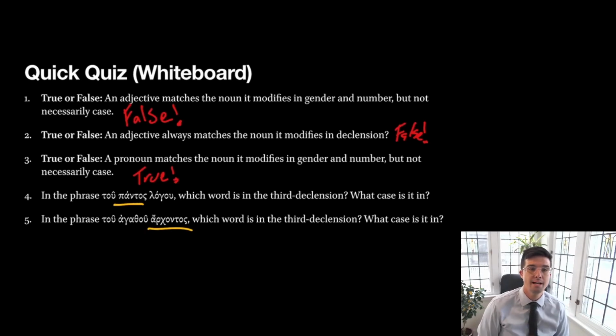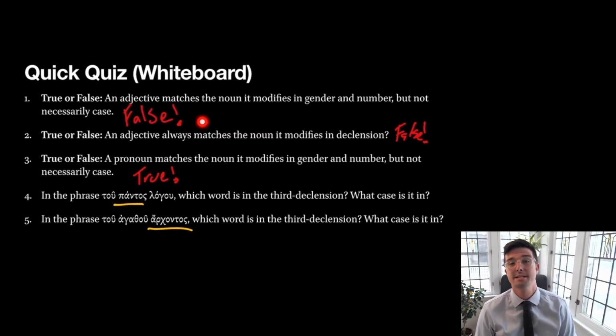All right, so your answers should look something like this. If they do, let's go ahead and high five, or even if they don't, let's go ahead and high five. 1, 2, 3, boom. And so for our first one, an adjective matches the noun that it modifies in gender and number, but not necessarily in case. This is false. An adjective is going to match the noun that it modifies in case and in gender and in number.